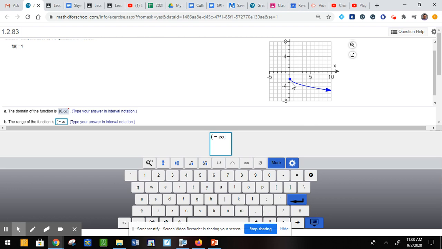And then on the top, so the right part of the interval, it does stop there, right? So the highest it goes is -2. And that would be a bracket because it's a closed circle.